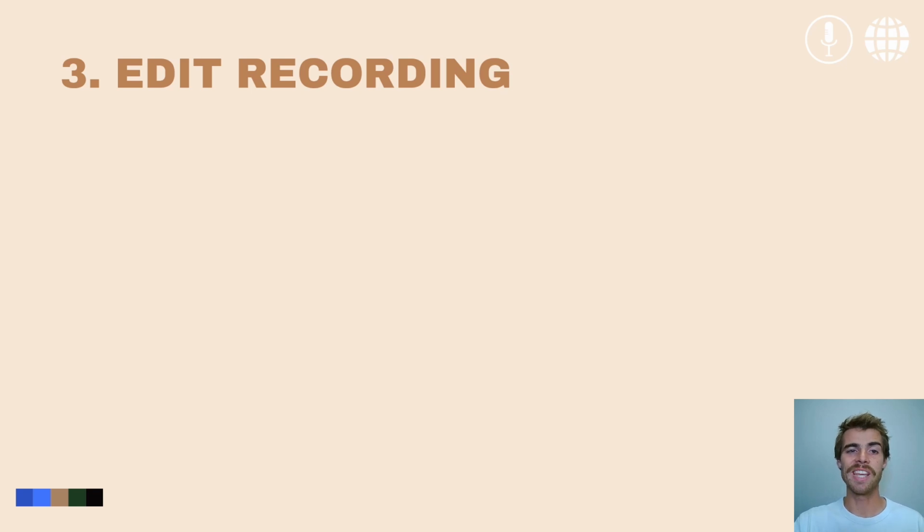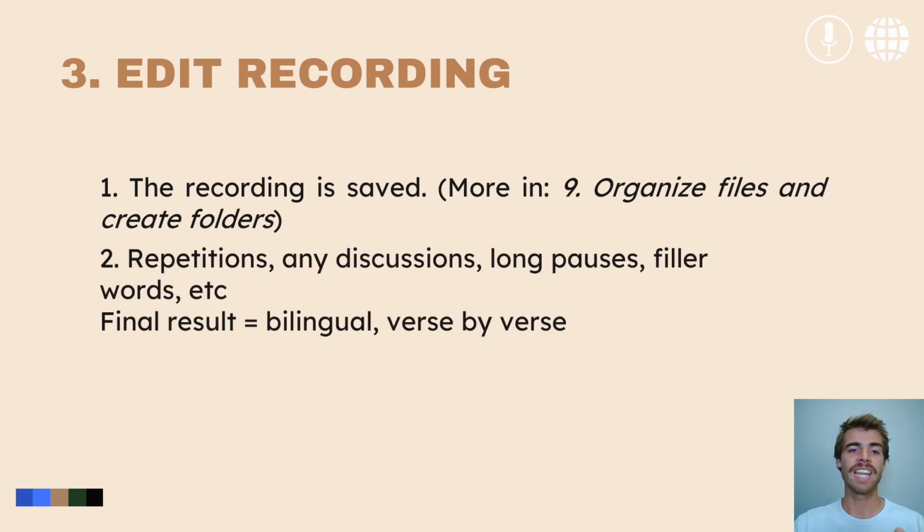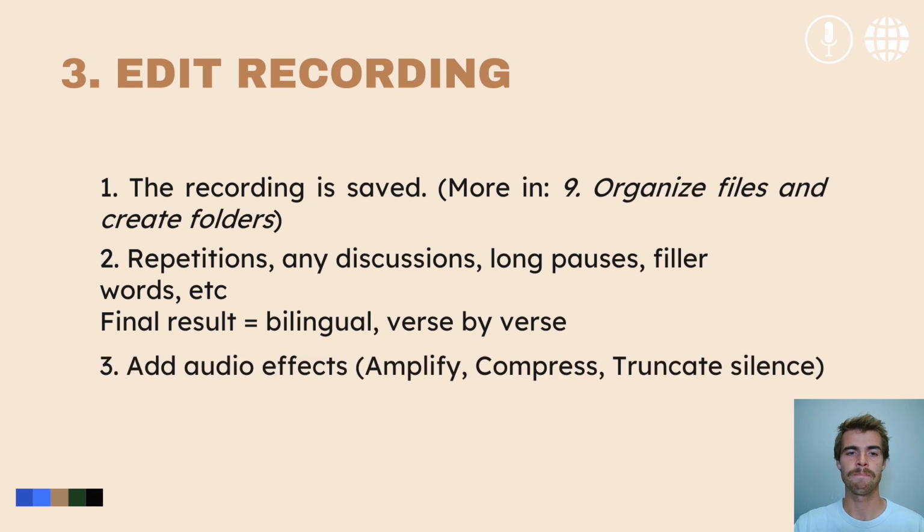Moving on to step 3, which is editing the recording. First of all, the recording is saved to ensure that it is not lost. Second, any repetitions, discussions, things that need to be edited out are then removed, leaving the final result being a bilingual verse-by-verse recording. You would also add any effects, including amplification, compression, and truncate silence to help with the editing process. Remember, this edit is a preliminary edit to send it off to the community. It does not have to be 100% polished.